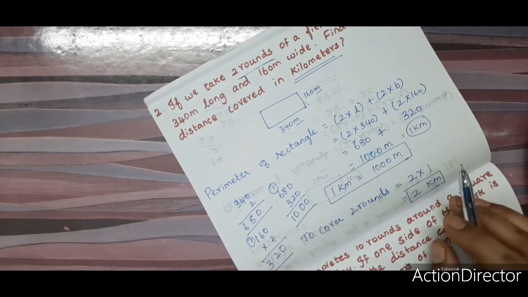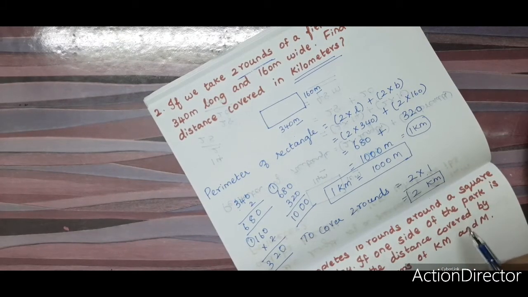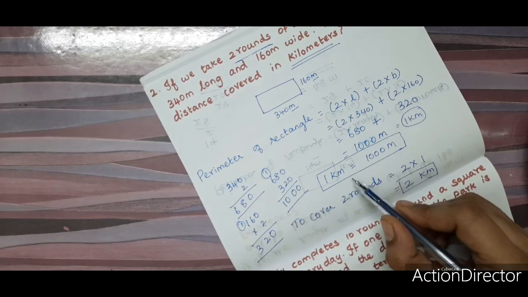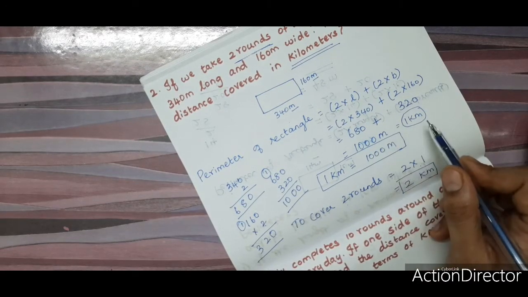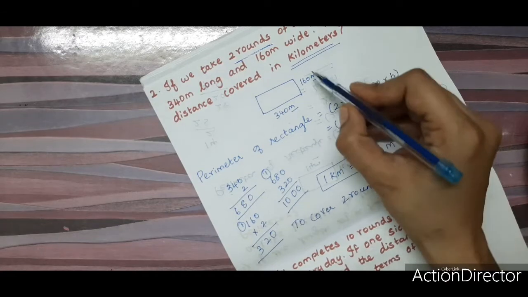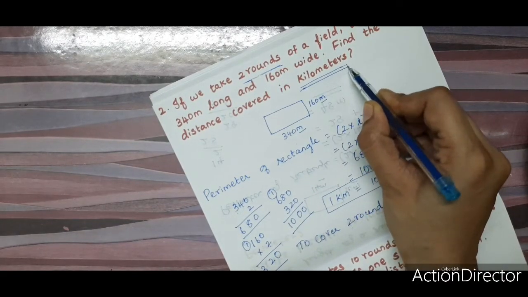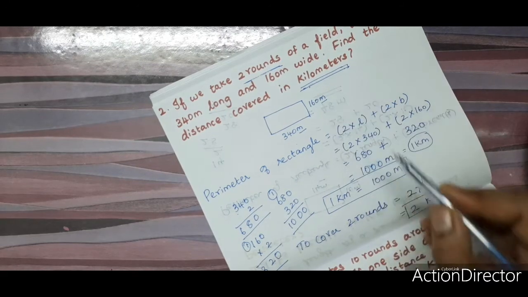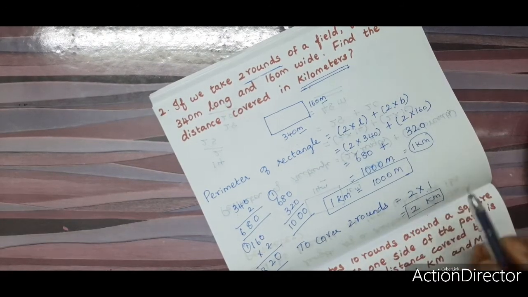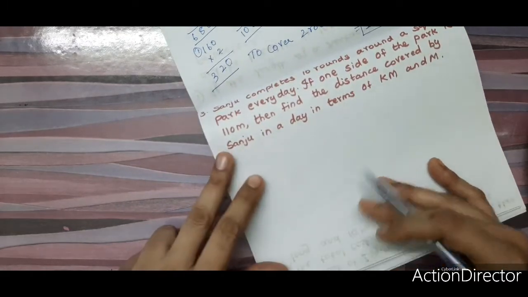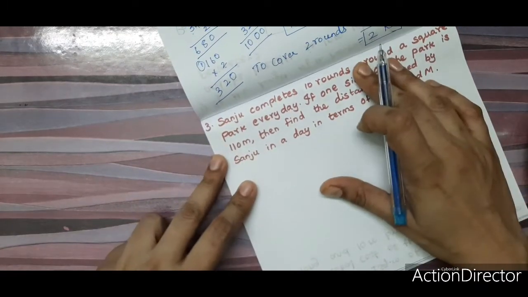So this is the answer for this sum. I think you have understood. This conversion we have already done, that is 1000 meter means 1 kilometer. This we know. Because they have asked the question, the answer should be in kilometers. So we have converted this meter to kilometer. Next sum, this is also a similar sum only. Please listen.